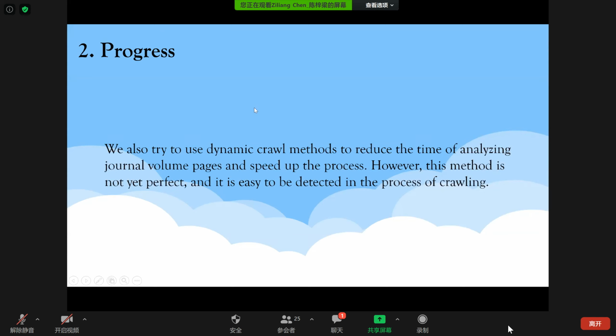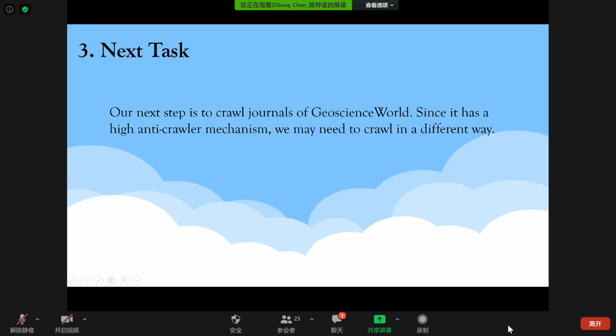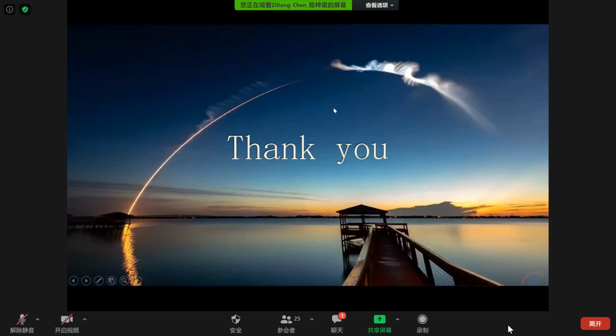We also try to use dynamic crawl methods to reduce the time of analyzing journal volume pages and speed up the process. However, this method is not yet perfect, and it is easy to be detected in the process of calling. Our next task is to call journals of GeoScienceWorld. Since it has a high anti-crawler mechanism, we may need to call in a different way. And that's all. Thank you for listening.